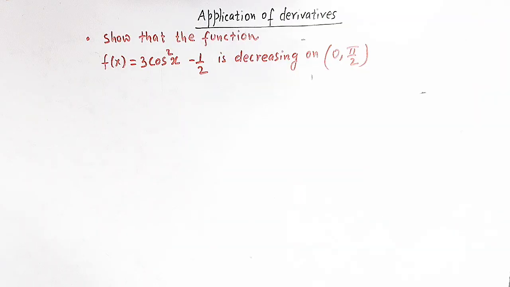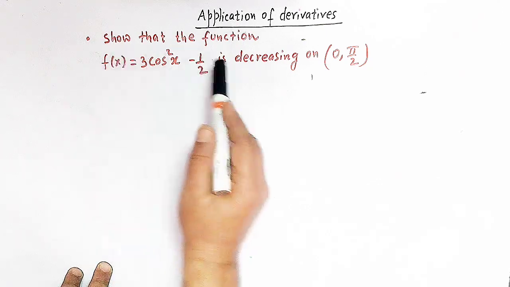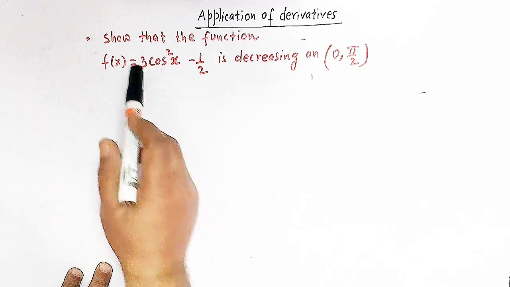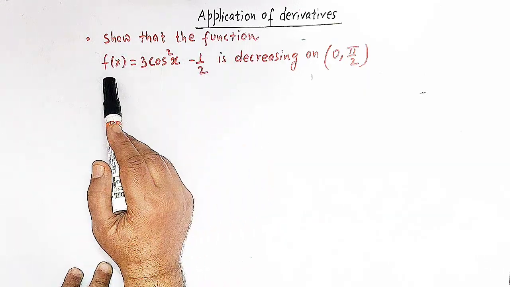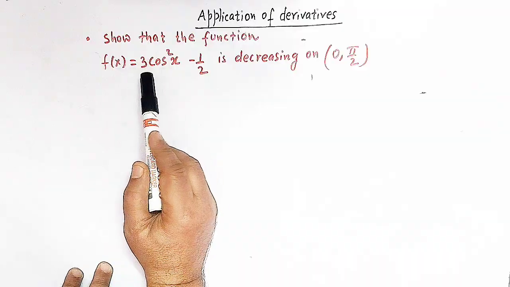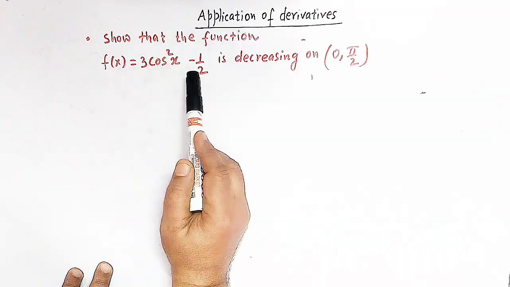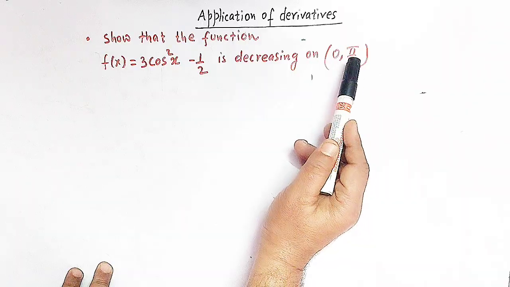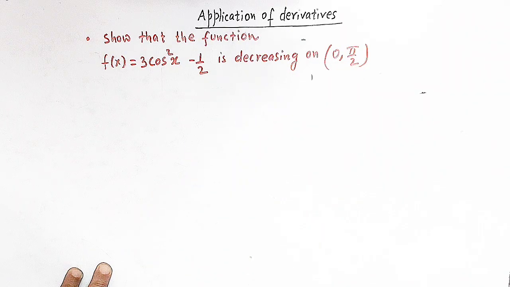Hello viewers, in today's session we are going to discuss another important problem from application of derivatives, and here we are going to discuss this problem which is related to the concept of increasing and decreasing functions. So here we have to show that the function f of x that is equal to 3 times cos square x minus half is decreasing on this interval, that is 0 to pi by 2, right?